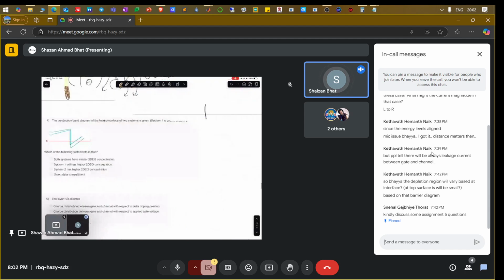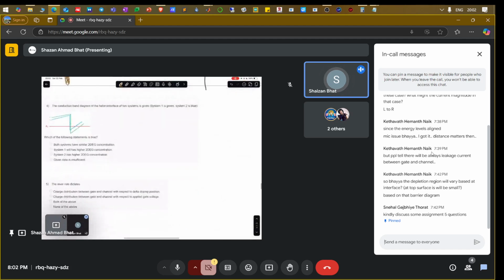Yeah, this question: the conduction band diagram of a heterointerface of two systems is given. Which of the following statements is true? You see that there are two conduction bands. Green is conduction band one, and blue is conduction band two. What is the difference? We need to show which one will have the higher 2DEG concentration, that means the ns concentration.